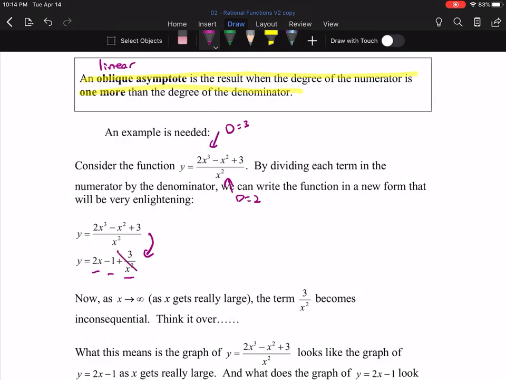And for a very large x value, this is not going to matter. It's going to be a very, very tiny little piece. So for a very large x value, this function really looks like y equals 2x minus 1. And y equals 2x minus 1 is a line.